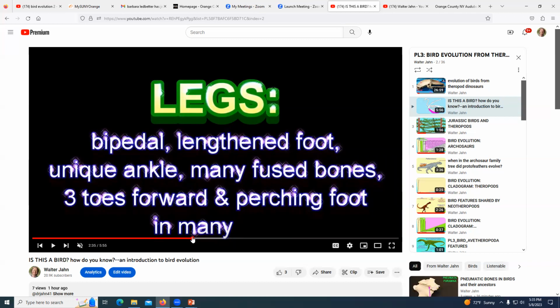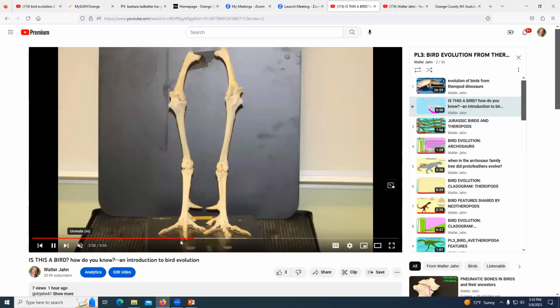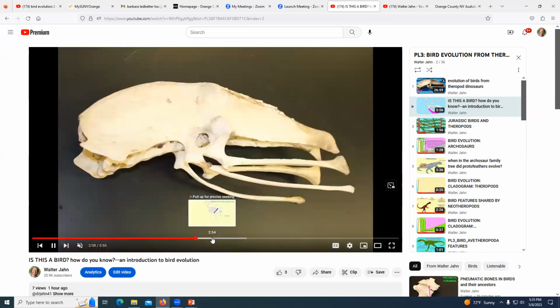But then we look at their legs, and their legs are unique. First, they're bipedal. No way could you fly or evolve the ability to fly if you had to walk on your arms. The fact that they were walking on their legs and their hands were free, that was important. They've got a lengthened foot. They've got a unique ankle joint, many fused bones. Their hip has an open hip socket.